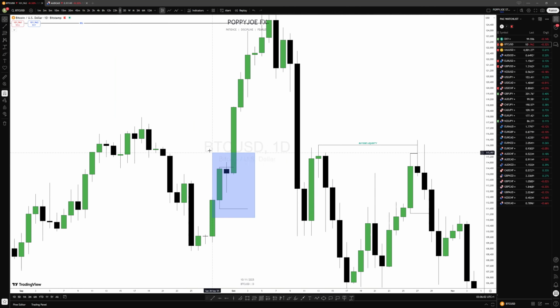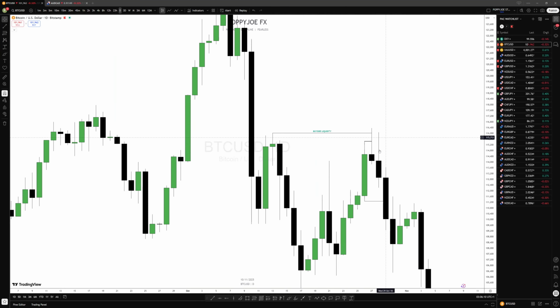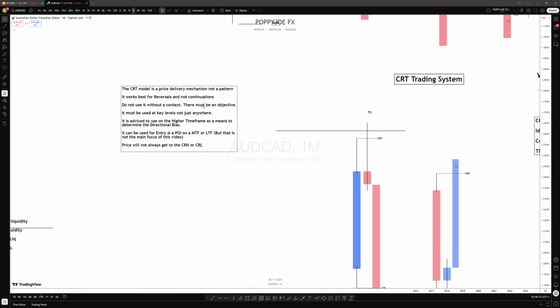There must be something that defines that price wants to reverse from this key level, and I see the CRT, then surely it's going to reverse. I use that as a confirmation and I go for it. Do you understand? So that's one thing about the CRT model. There must be an objective for it. It must be used at key levels and not just anywhere. Can you see that?